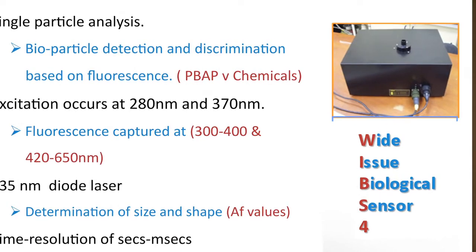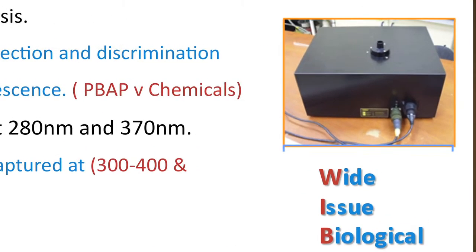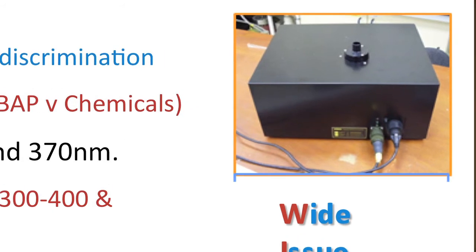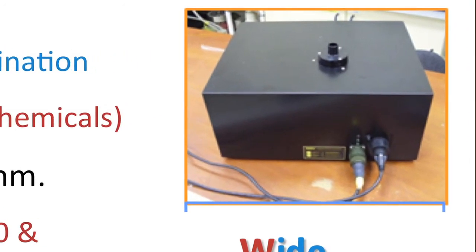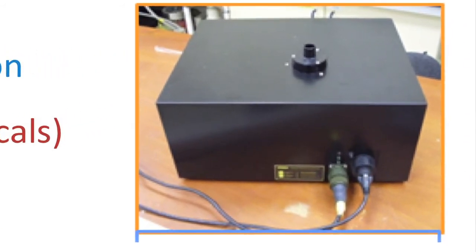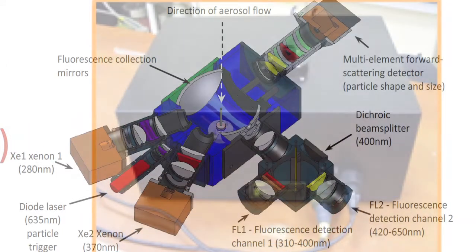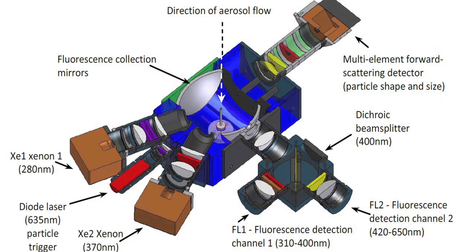The WIBS-spore uses fluorescence to determine the difference between biological particles and other chemical species present in the ambient environment. It does so through the use of 2 xenon flash lamps tuned to 280 and 370 nanometers, which are the excitation maxima for tryptophan and NADH. Should a particle show fluorescence, it is deemed to be biological.